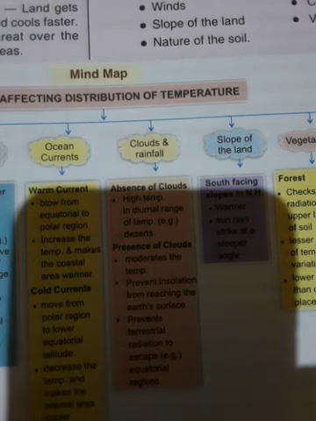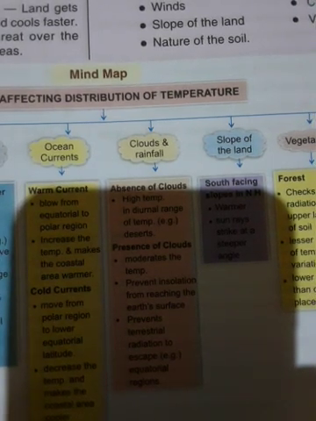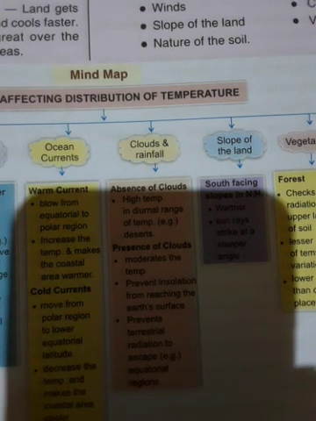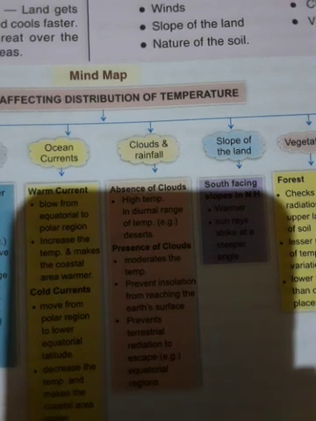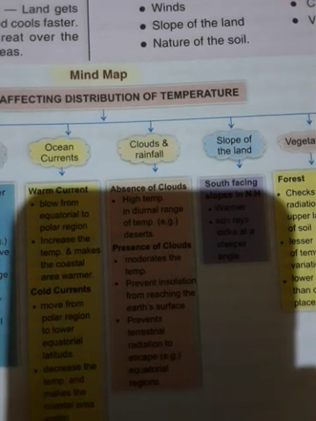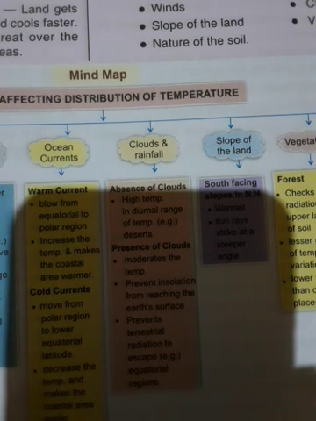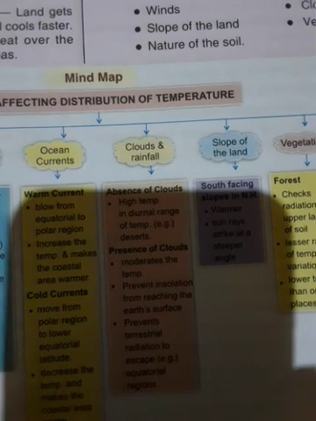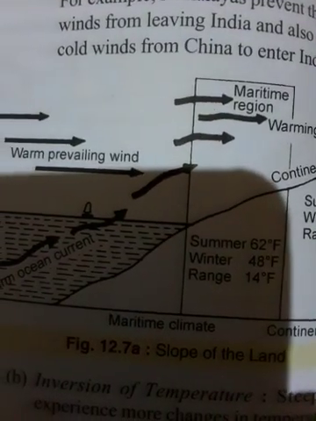Now, inversion of temperature. Steep slopes experience more changes in temperature than a gentle slope because of reversal of the normal lapse rate of temperature, which is called temperature inversion.